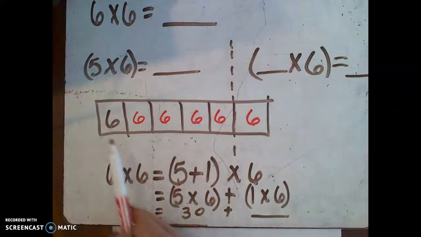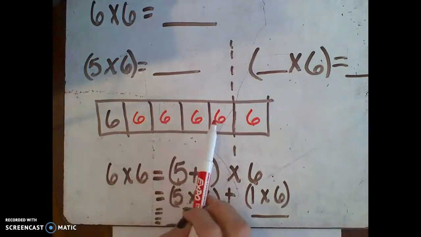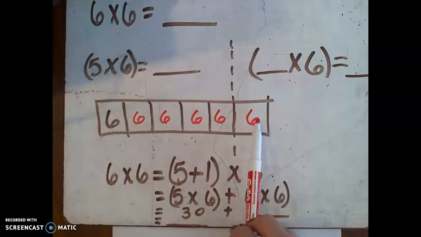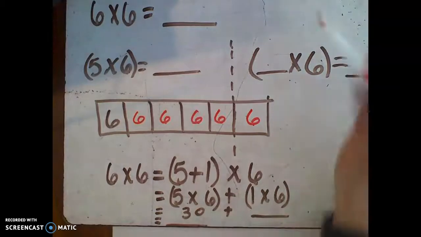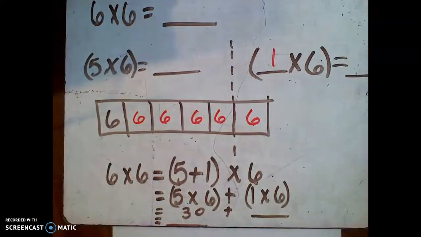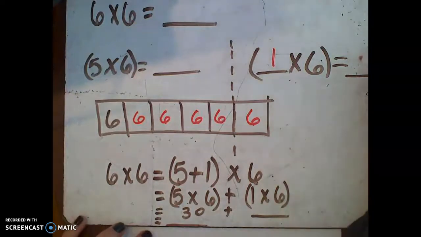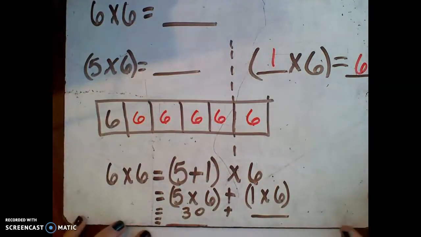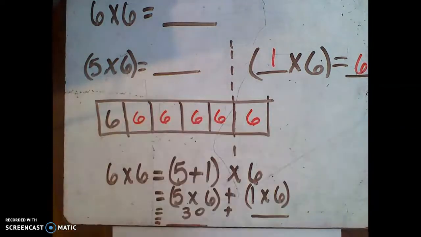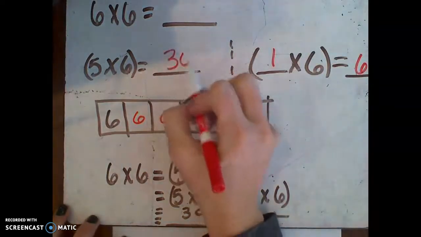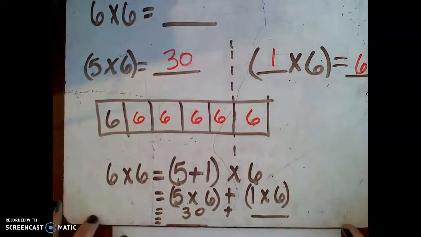Now I have 1, 2, 3, 4, 5 over here. That's my 5 times 6. And I only have 1 over here. Oh wait, that goes right there. 1 times 6. And everybody knows that any number times 1 is always that number. So 1 times 6 is 6. I've already got that one finished. All I need to do for now is figure out 5 times 6. So I know that 5 groups of 6 is 30. You can count up by 6s or by 5s.